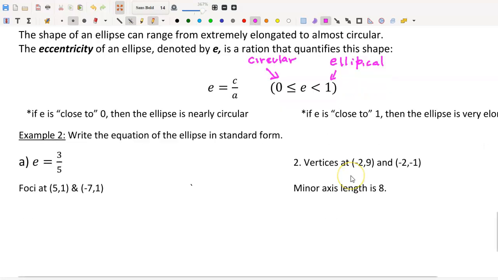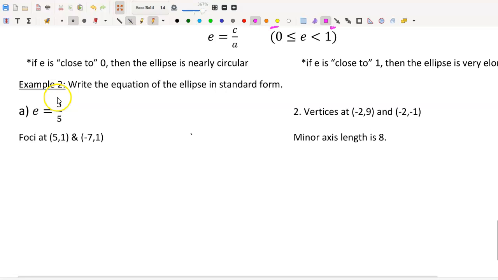So what do we use this for? If we're given this information, such as the eccentricity is 3 over 5, which is 0.6, one thing to note is that it does not necessarily mean that C is equal to 3 and that A is equal to 5. This could be a reduced fraction, which it is in this problem. So you don't want to just say, well, I have C and A, and I can find B just by using that formula. Don't jump to that conclusion.